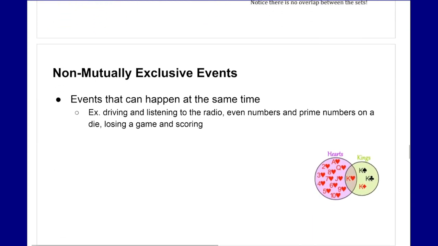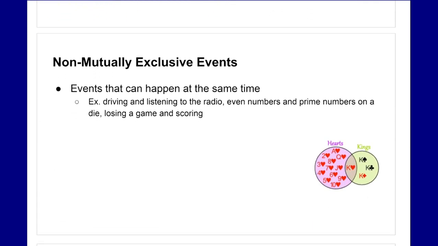So if we look at non-mutually exclusive events now, non-mutually exclusive events are different. These are events that can happen at the same time. Mutually exclusive events cannot happen at the same time. Non-mutually exclusive is basically saying the opposite, they can happen at the same time. So driving and listening to the radio, you can do both of those at the same time.